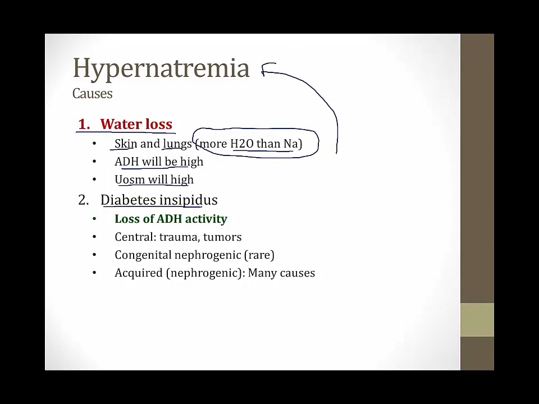Diabetes insipidus occurs when there is loss of ADH activity, and it can be either central or nephrogenic. A central cause means there's loss of ADH release from the pituitary, and this can occur when there's central nervous system damage, such as in trauma or in tumors of the central nervous system. There's a rare nephrogenic form of diabetes insipidus that is congenital, where babies are born unable to respond to ADH. And then finally, there are a number of so-called acquired nephrogenic causes of diabetes insipidus, where for one reason or another the kidneys become unable to respond to ADH, and this leads to hypernatremia.